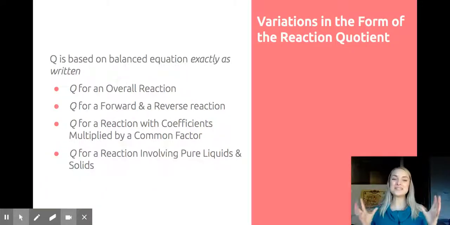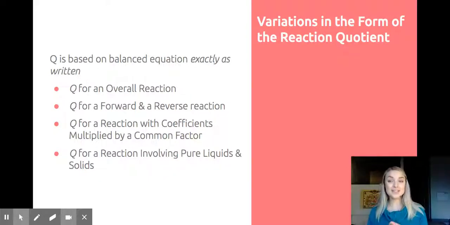So that was the simple part. We're going to get this a little bit more complex because Q, our reaction quotient, is based off of the balanced equation exactly as it is written. That means that there are several variations that we will see, and we're going to look at 4 main types of variations for how to write Q in different forms. Today we're going to focus on one. We'll cover the next 3 tomorrow.